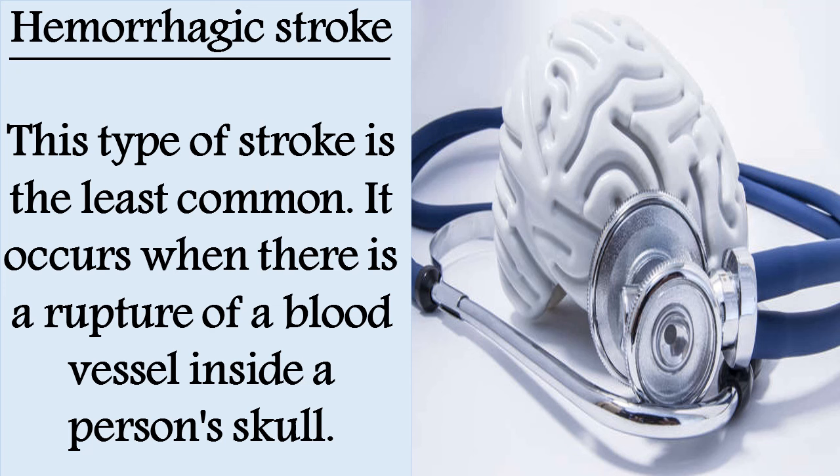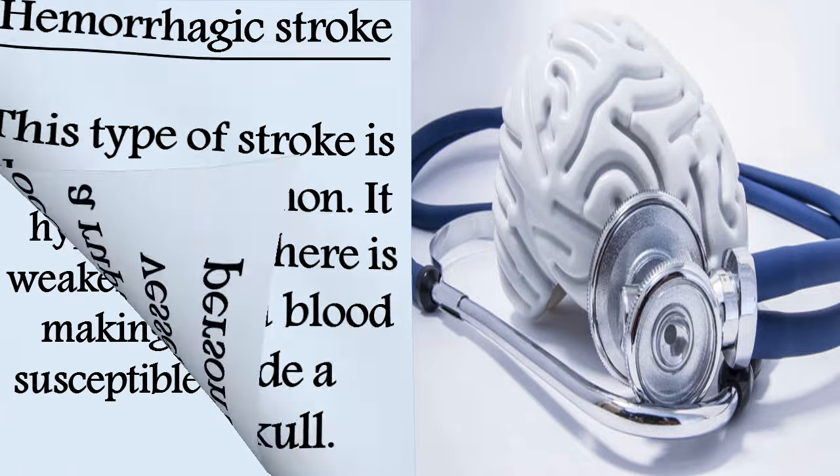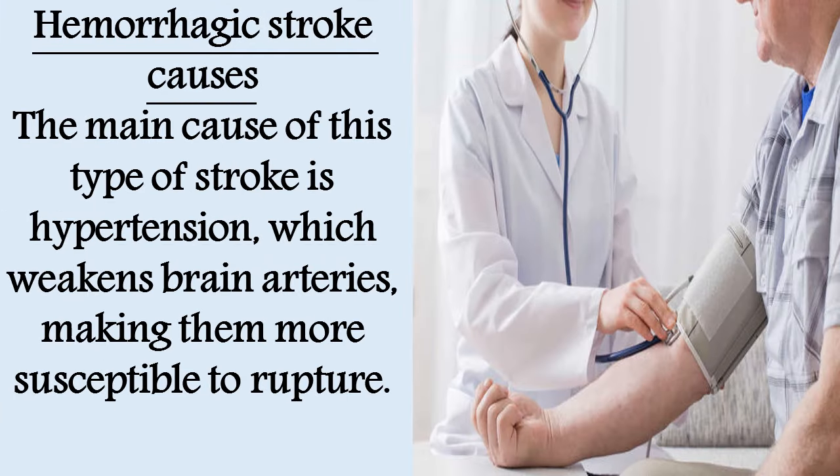Hemorrhagic stroke. This type of stroke is the least common. It occurs when there is a rupture of a blood vessel inside a person's skull. Hemorrhagic stroke causes. The main cause of this type of stroke is hypertension, which weakens brain arteries, making them more susceptible to rupture.